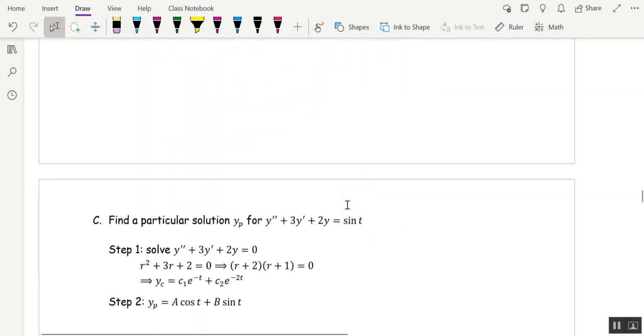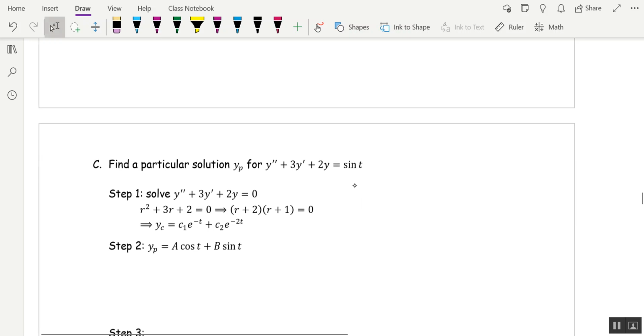Okay, so last one, sine and cosine. In this case, I gave us a different homogeneous part. So we're going to solve the associated homogeneous equation, which I already did for us. We've got a quadratic that factors with 2 roots, negative 2 and 1. So here's my yc. Okay, that's an easy step. Step 2. This is my f of t.